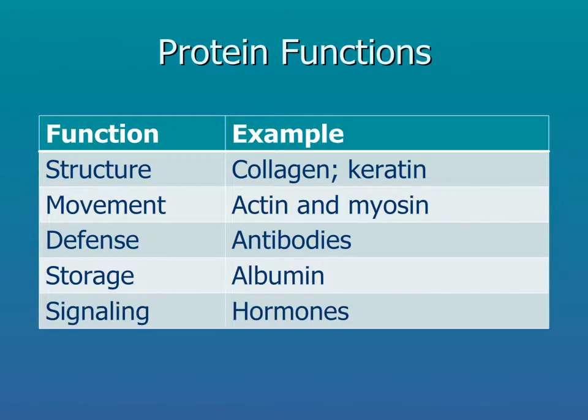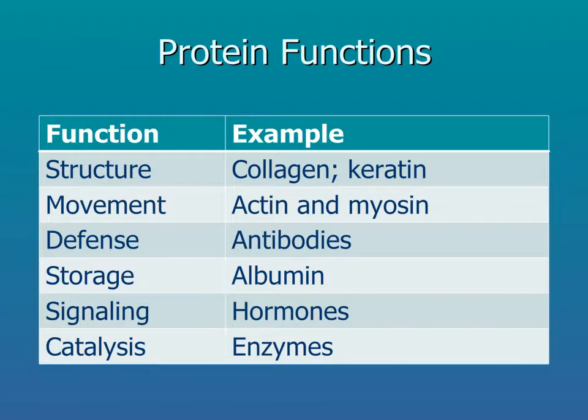Some hormones are composed of proteins. Hormones are molecular signals that start, stop, or prolong a specific event. For example, growth hormones stimulate growth, cell reproduction, and regeneration in humans and other animals. And last, but certainly not least, enzymes. The vast majority of enzymes are proteins. Enzymes speed up, or catalyze, chemical reactions that would otherwise occur very slowly. And since chemical reactions are vital to life, enzymes are essential in biology.